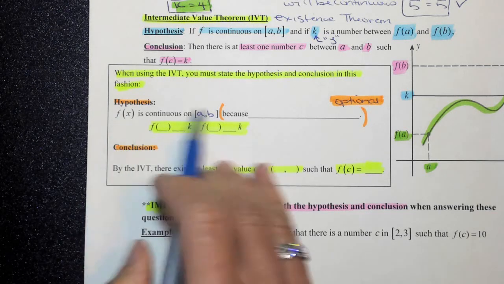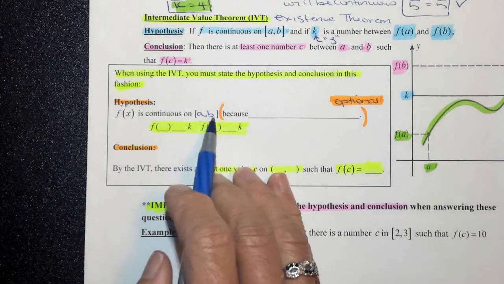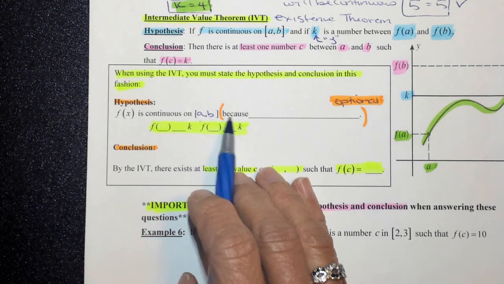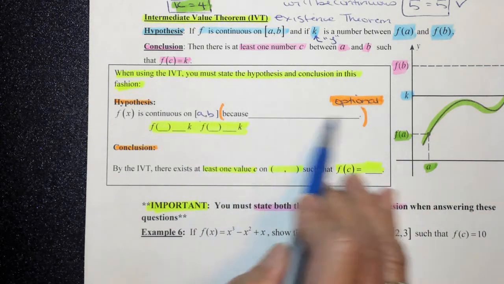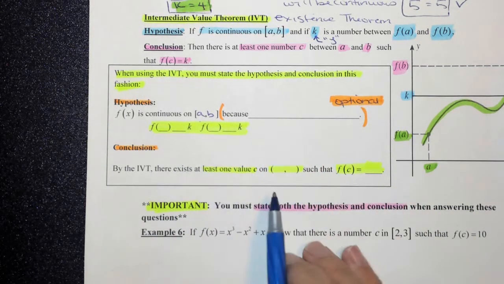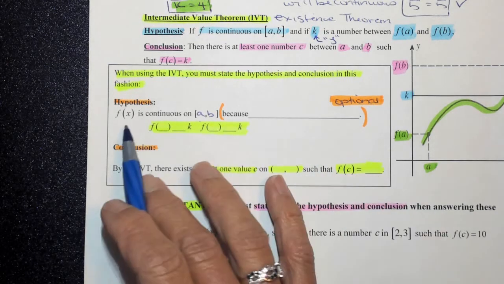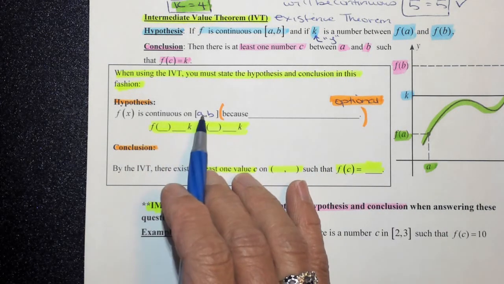You state the function is continuous on the closed interval from a to b. If you have a reason, because it's a polynomial, whatever, that's fine, but this is optional. Since you have so much more to remember, I would forget about this. Just state that the function is continuous on the closed interval.